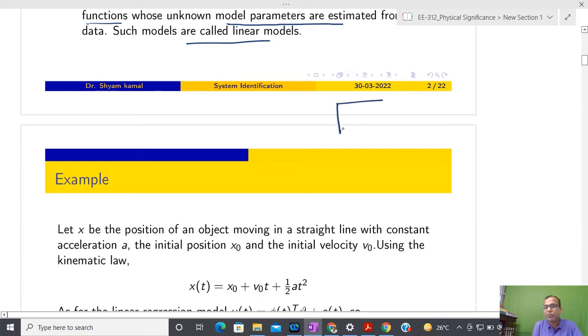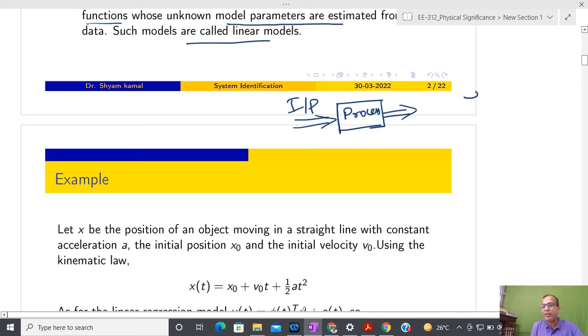Before talking about this example, try to understand a case like this. Suppose I have some kind of constant process. What is the meaning of a constant process? I have some process, and if I give some input to this process, whatever output I get, I am saying the process is constant. Whatever input you give, I just get a constant output. So how do we model this system?